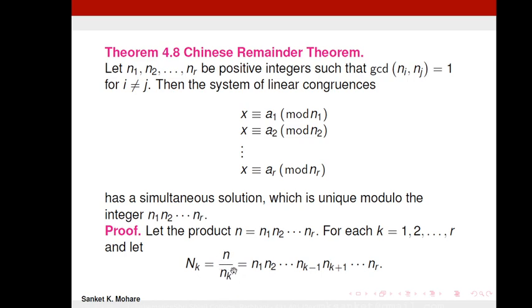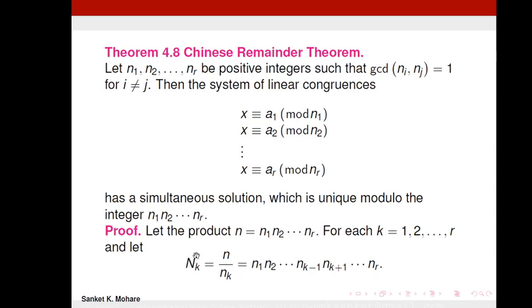So what is the value of n by nk? Suppose I have to find it for k equal to 1: capital N1 is n upon small n1, which means I have to divide this product by n1. So I obtain the product of n2, n3 up to nr, so n1 is omitted here. For n2, n upon n2, I divide the product by n2, so capital N2 is the product n1, n3 up to nr, where we omitted n2.